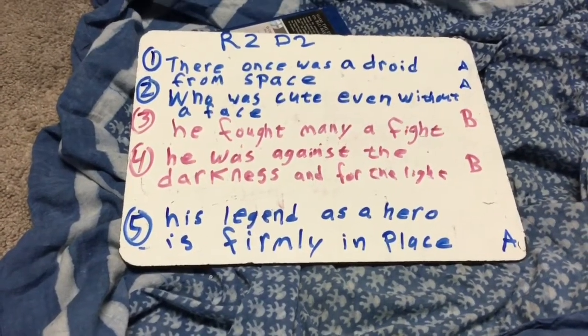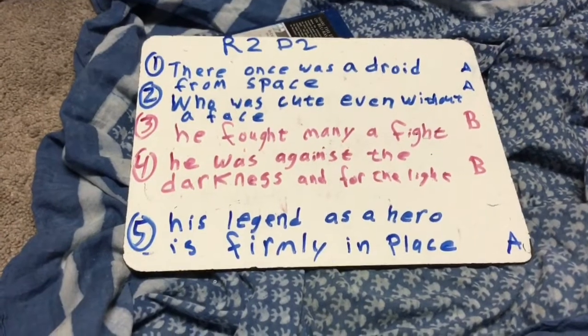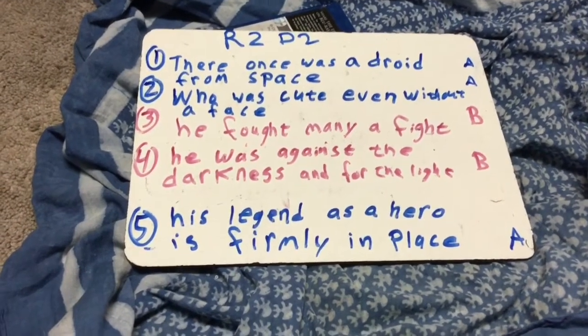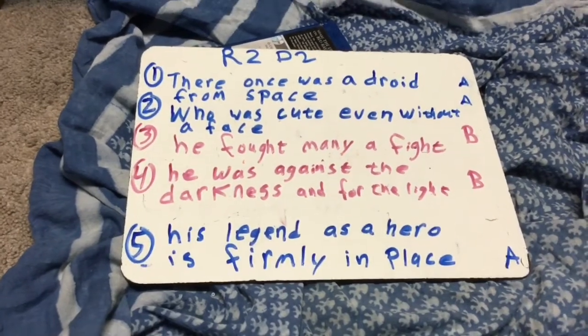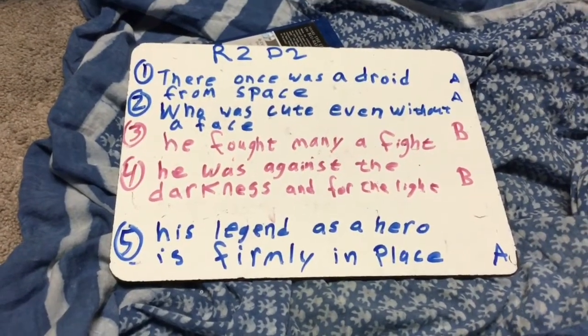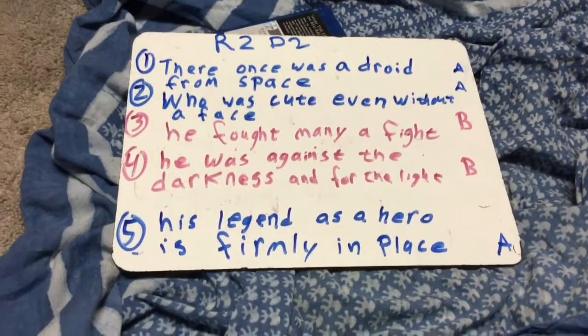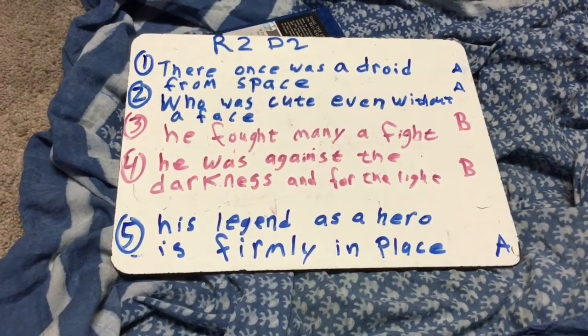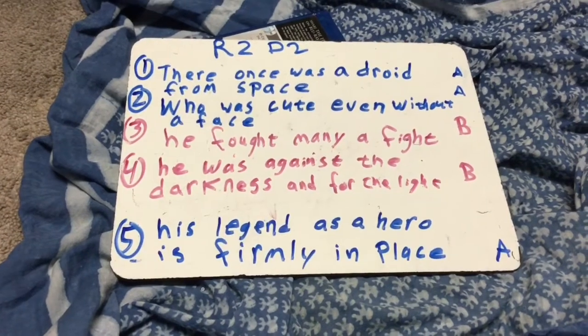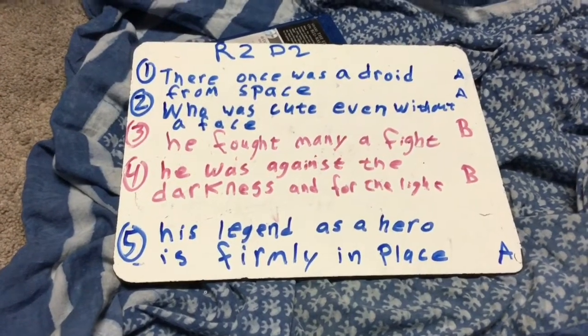And I think R2 is a hero. So I put his legend as a hero is firmly in place. I just can't say he's in place. That doesn't really say much, right? You got to find a way to make these phrases or sentences or lines work and rhyme. That's going to be the challenge, okay? You just don't want to write something silly here that doesn't make any sense.